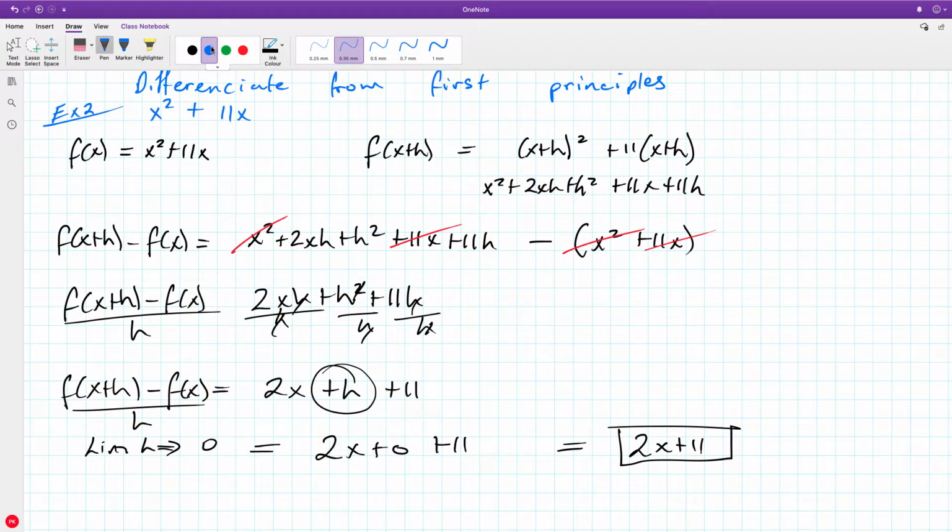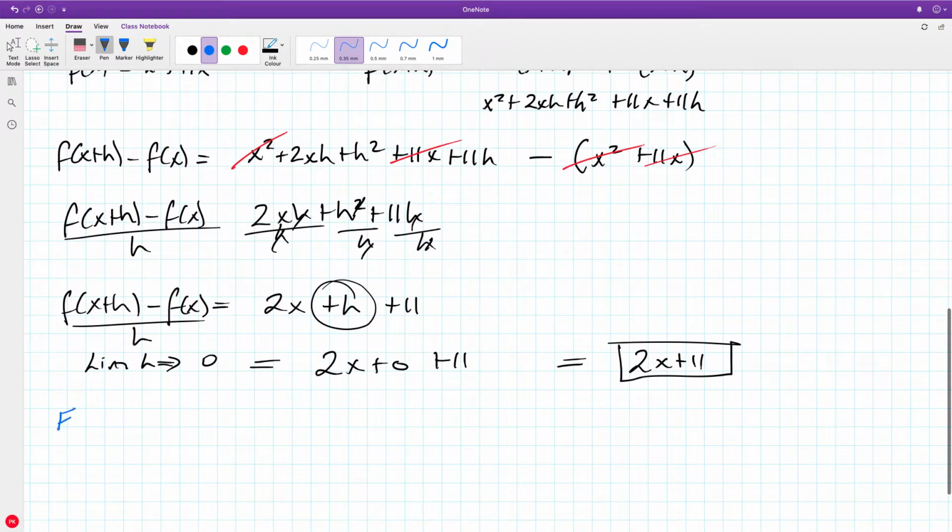We'll do one more of those and we'll move on to the next thing. Have a go at this one: x squared minus 2x plus 1.